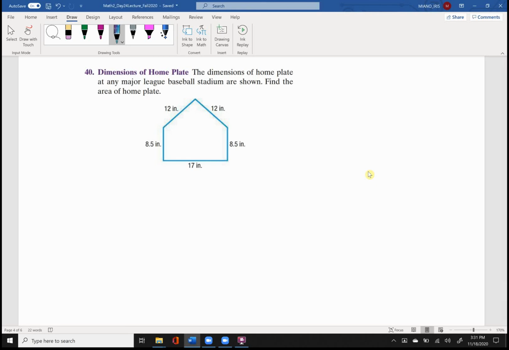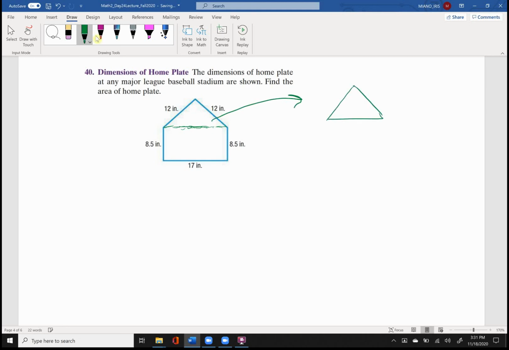Okay, the dimensions of home plate for any major league baseball stadium are shown. Find the area of home plate. What I did here is the thing that probably comes very naturally to all of you seeing this figure. I cut it into a triangle and a rectangle, just adding a dashed line. And so that gives me one triangle in which I have all three side lengths.